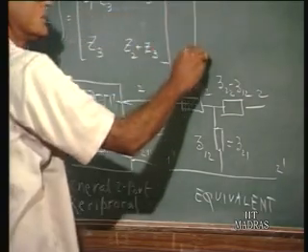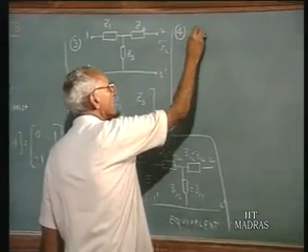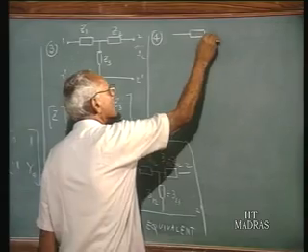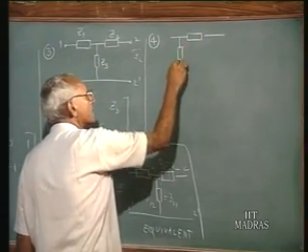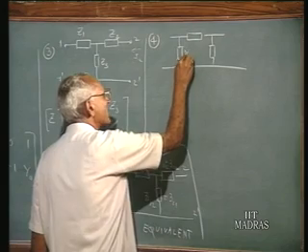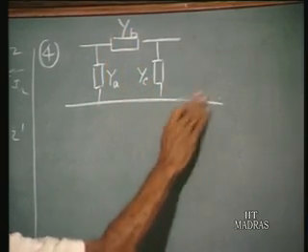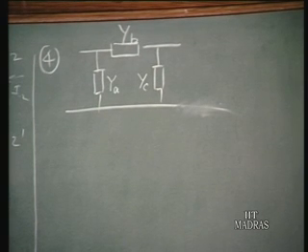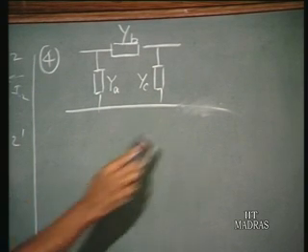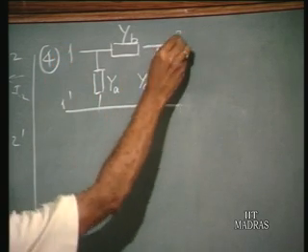In a similar fashion, if I have what is called a pi network, suppose I have a configuration like this with 3 elements. Let us say this is YA, this is YB, this is YC. Then for such a network, calculation of the Y parameters turns out to be very convenient. So this is the port 1, 1 prime, 2, 2 prime.